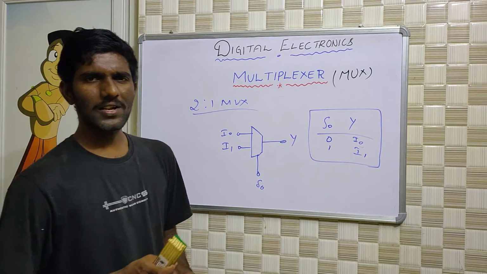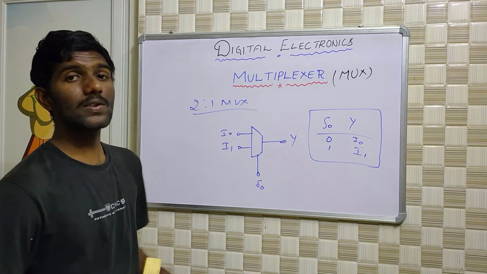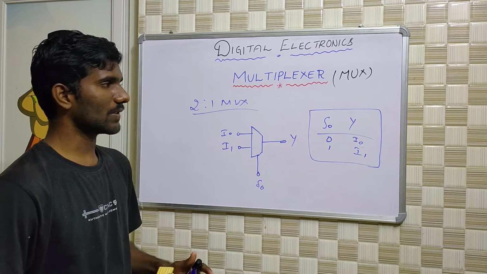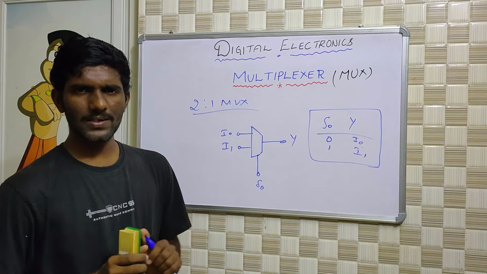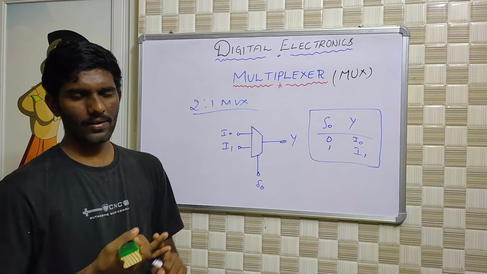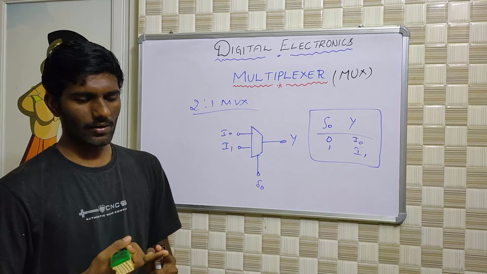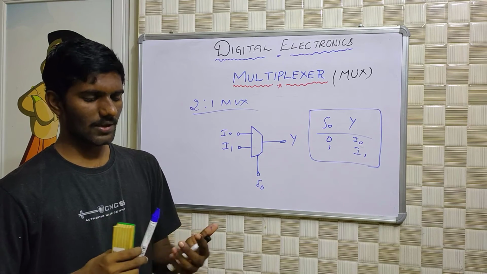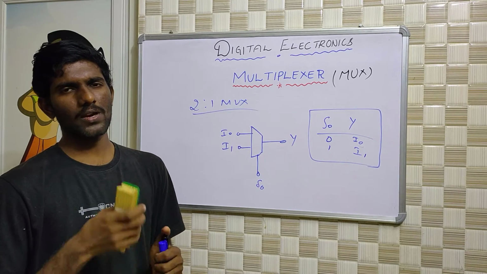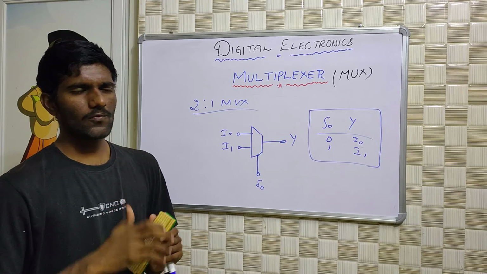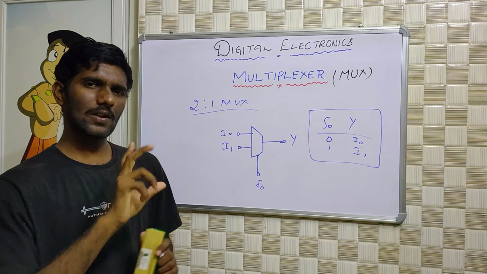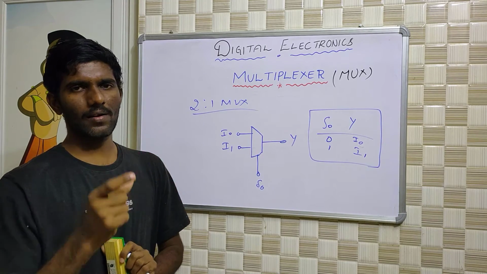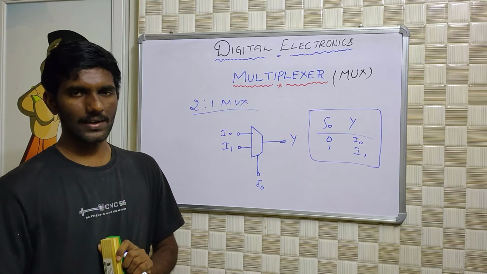I told you multiplexer is also called a universal logic circuit, right? So generally, what are the universal gates? NAND and NOR gates are called universal logic gates. Why? Because by using NAND and NOR gates, we can implement any circuit, any logic gate. Because of that only, we are calling NAND and NOR universal logic gates.